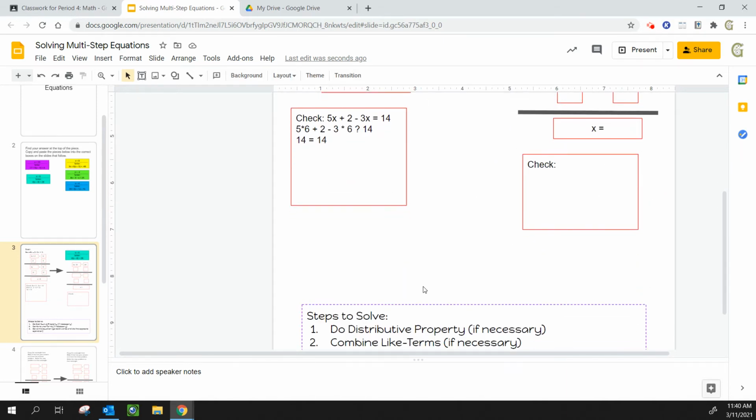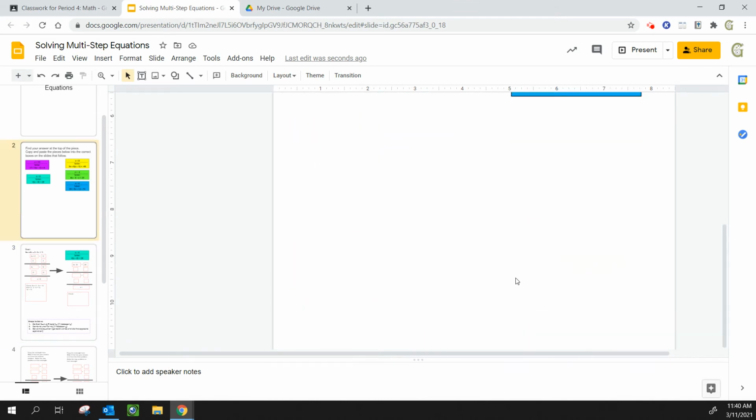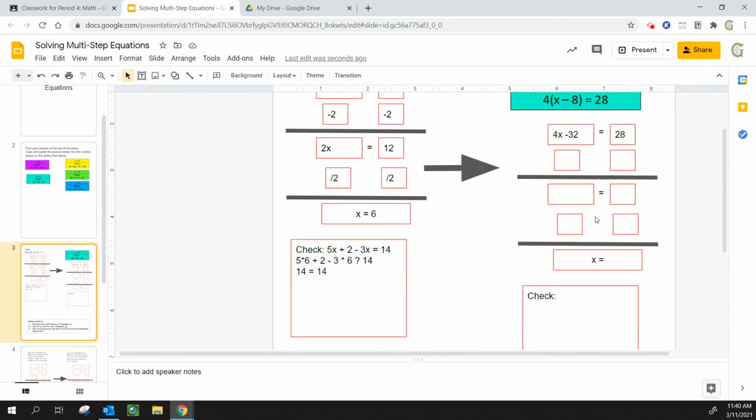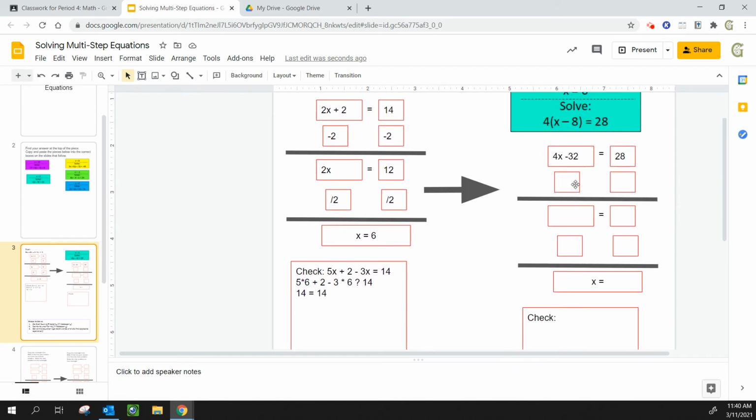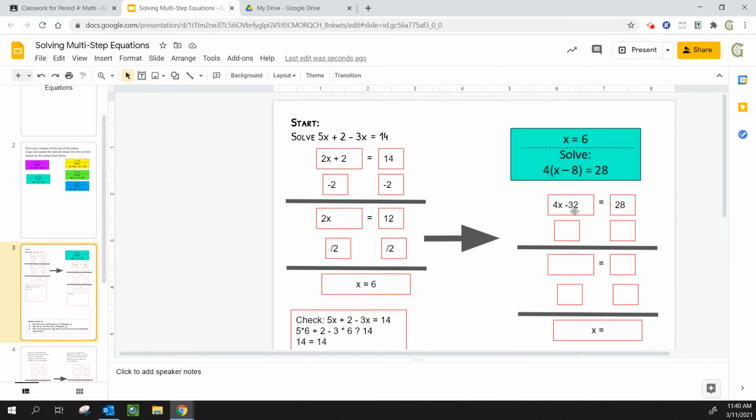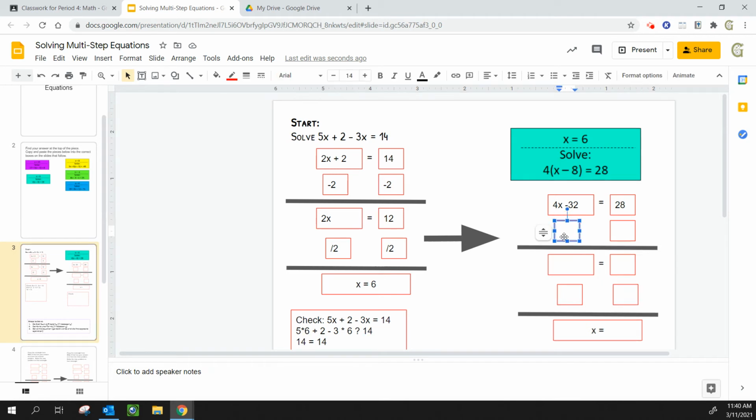Then I look to see if I can combine like terms. Oops, went too far here. I don't have any, right? The only ones would be the minus 32 and the 28, which I can't do anything with. So instead, I'm ready to solve. So I notice x is being multiplied by 4, and then we subtract 32. So to fix subtract 32, I would add 32.